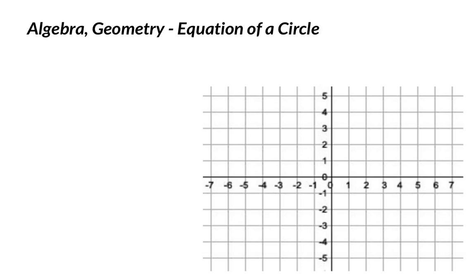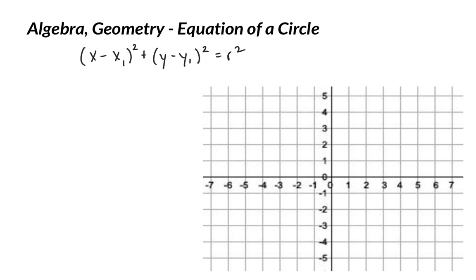Oftentimes in math, we like to take geometric shapes and apply them to a grid system, or what we call the Cartesian plane. In this case, we take a circle and relate it to how we might graph it. The general equation for a circle looks like this: (x minus h) squared, where I'm going to write the h as a subscript, which represents the shift to the center. I'm going to do the same for y, because we need a y coordinate too, and that's equal to the radius squared.